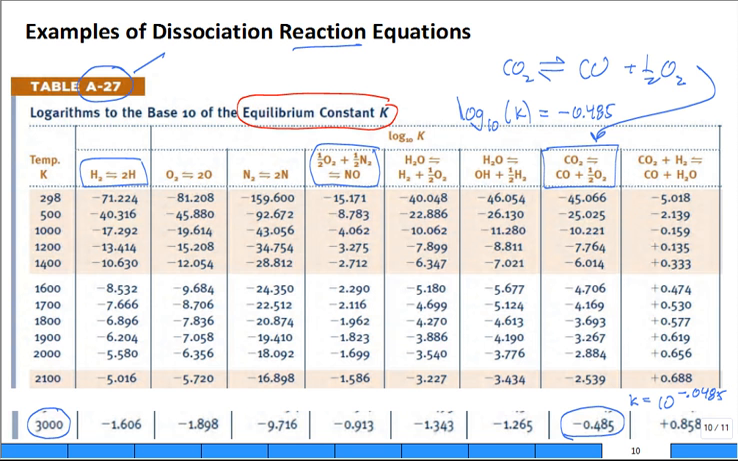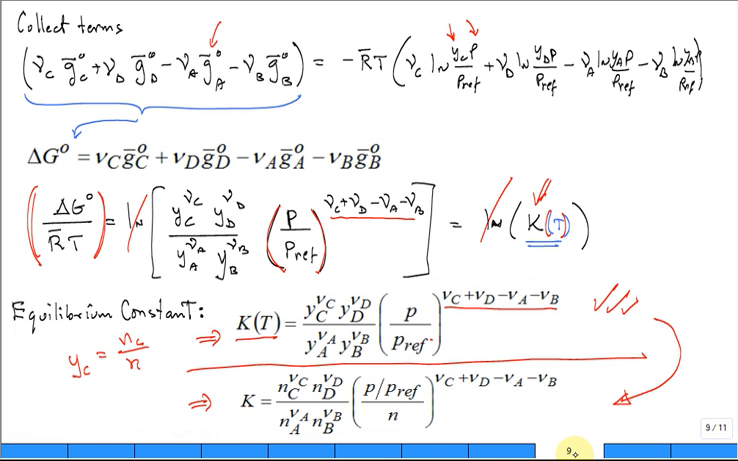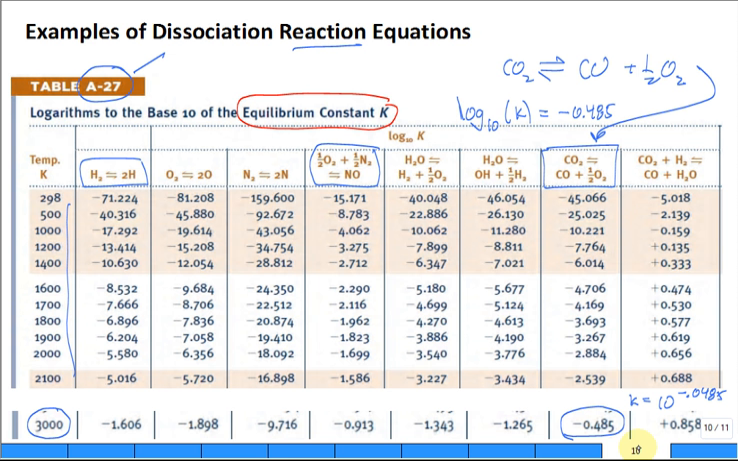Okay. Let's take a look. Why is this a function of temperature? Well, back in our equations, what they did was they separated everything that's a function of temperature on one side, and then they separated the compositions, or the mole fractions, on the other side, and the pressure on the other side. So you can find these equilibrium constants, and they're temperature dependent.